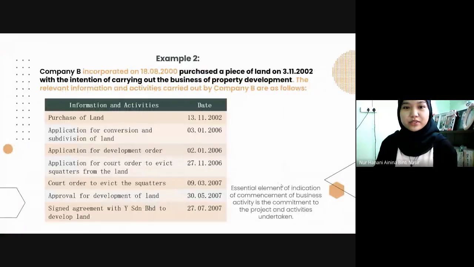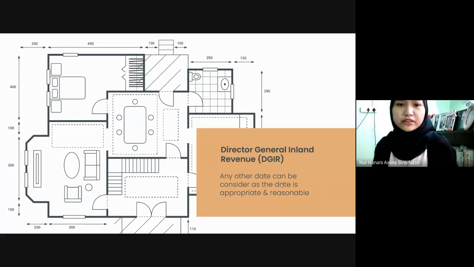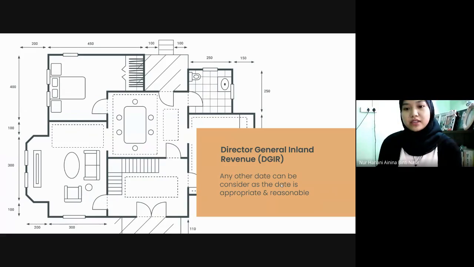Example 2, Company B purchased a piece of land on 3 November 2002 with the intention of carrying out the business of property development. The relevant information is as follows. For this example, the essential element indicating the date of commencement of the business activities is the commitment to the project and activities undertaken, which is the application for conversion and subdivision of land on 3 January 2006. But according to the DGIR, any other date can be considered if it is appropriate and reasonable.